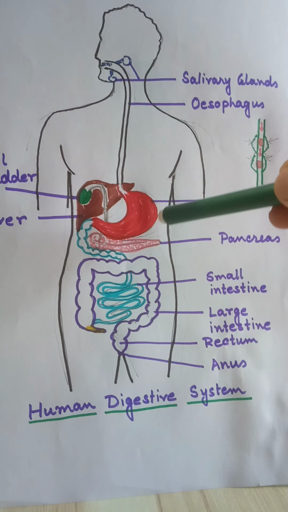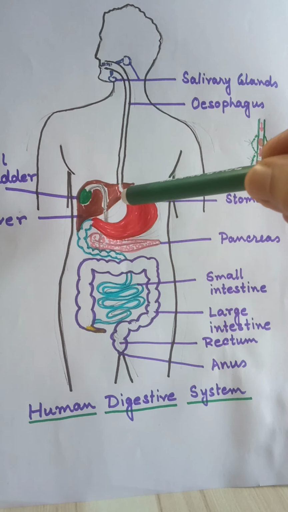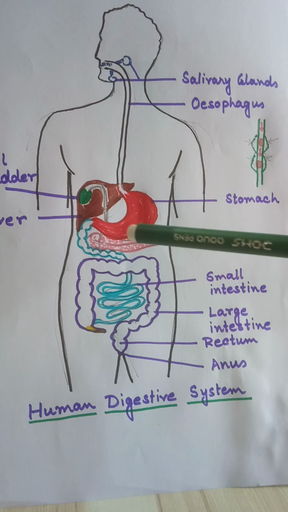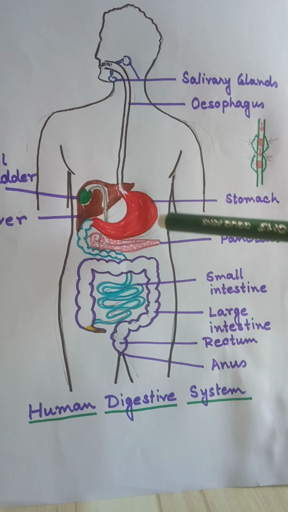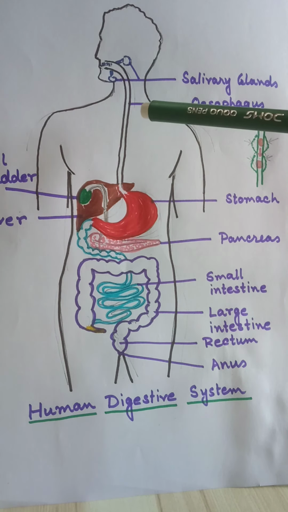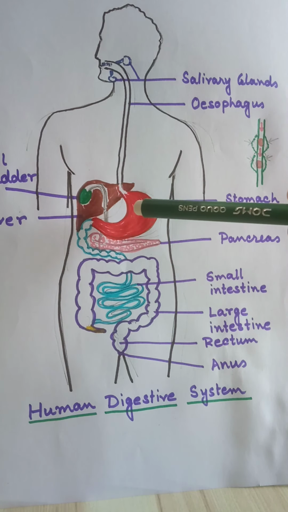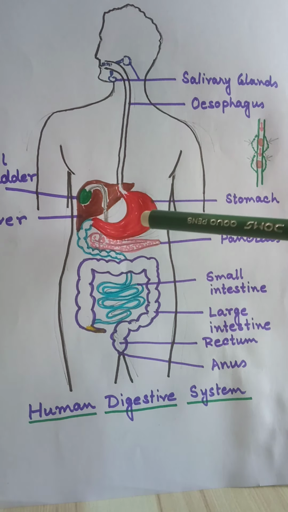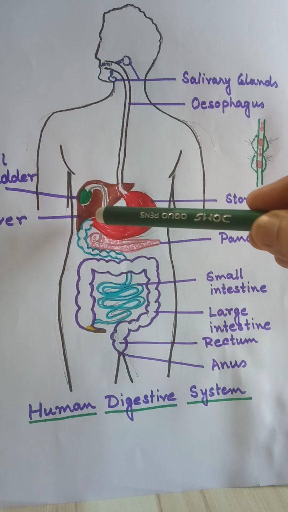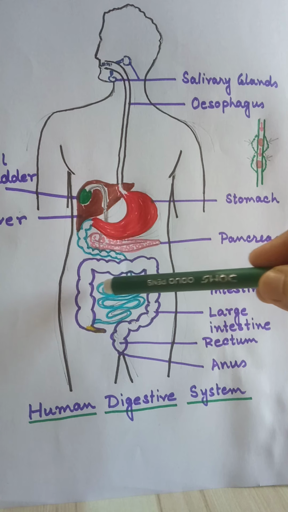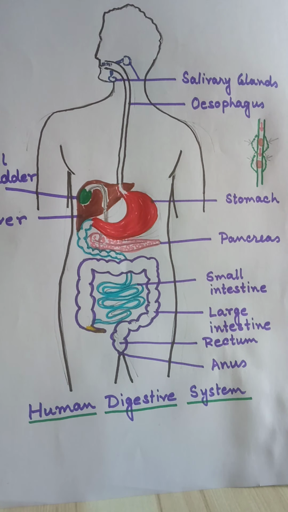The stomach is a thick-walled bag. Its shape is a flattened U and it is the widest part of the alimentary canal. It receives the food from the food pipe at one end, and opens into the small intestine at the other end. You see, this is the small intestine which I have colored with blue.